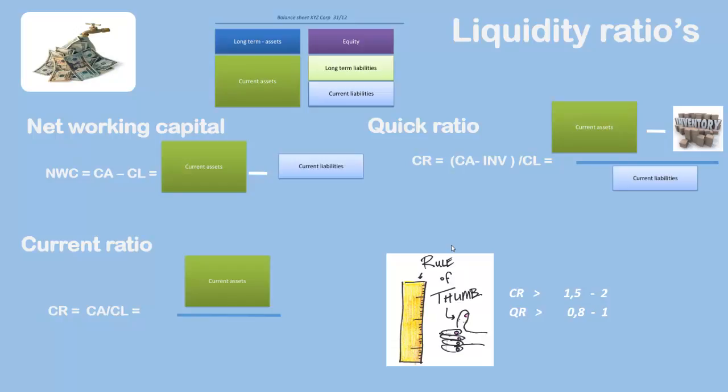A current ratio around 1.5 should be considered okay. A quick ratio about 0.8 should be okay. The lower, the less funds. The higher, the better. However, if you have too much excess cash, it doesn't generate profits. So, you want to be around the numbers given.